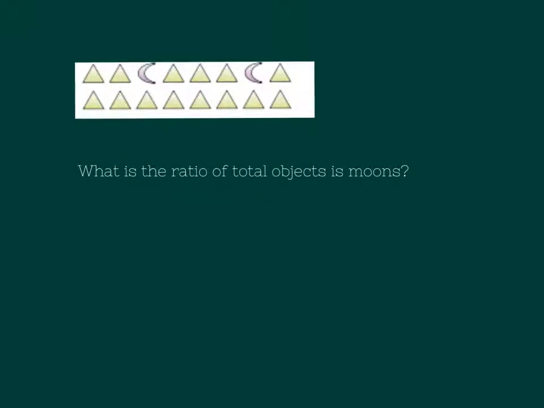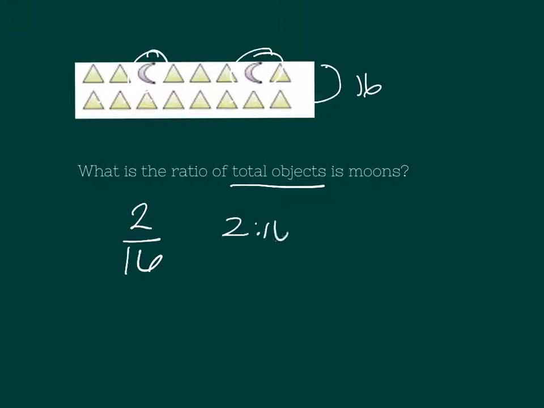So sometimes ratios are actually out of the total number of objects that are there. So here, if we want the ratio of the moons out of the whole thing, you count how many moons there are, which is 2, out of the total number of objects, which would be 1, 2, 3, 4, 5, 6, 7, 8 times 2, which is 16. So 2 out of 16, or 2 to 16, which is equivalent to 1 out of 8.